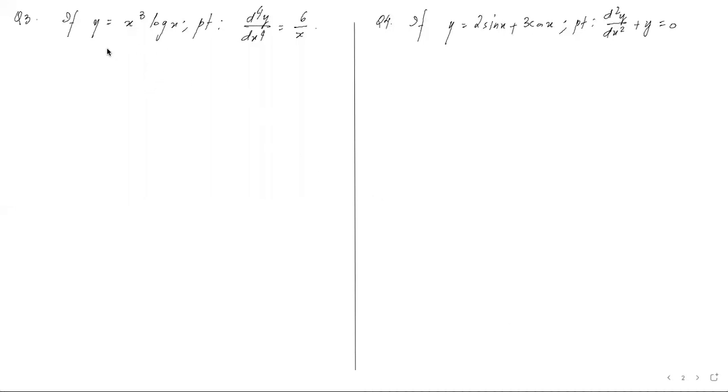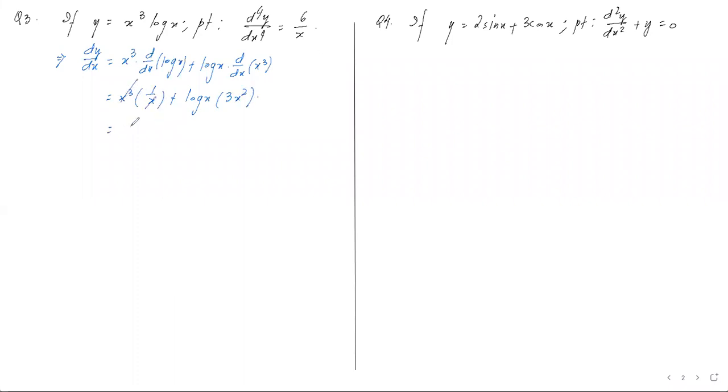So question number 3. If y is equal to x cube log x, we need to prove the fourth order derivative of this function is 6 by x. So we need to differentiate it the very first time, dy by dx. We can see we need to apply the product rule here. This is first function. This is second function. So x cube into d/dx of log x plus log x into d/dx of x cube. What we get? This is x cube. This is 1 by x. And this is log x. And this is 3x square.